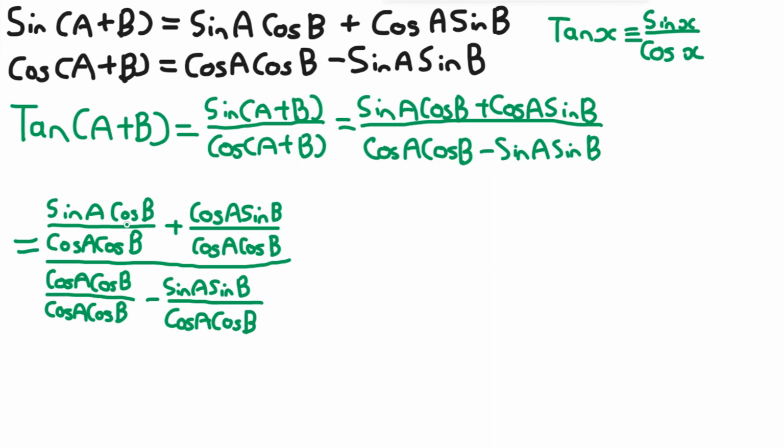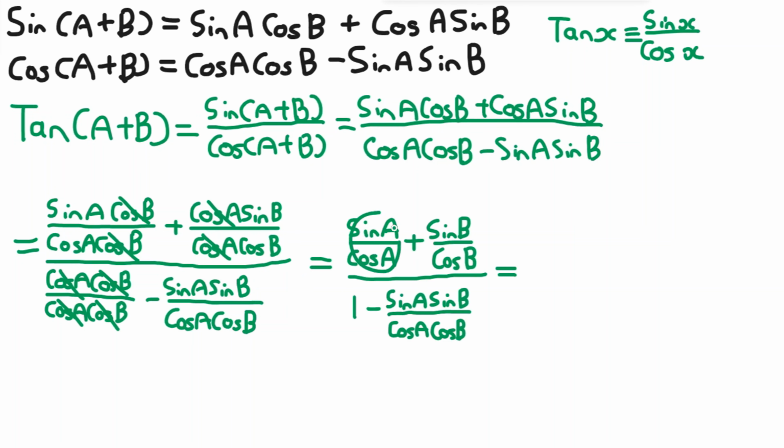Okay, so let's see what cancels out. Well, we have a cos b here and a cos b here, so these cancel out. In this fraction, we've got a cos a here and a cos a here, so these cancel out. For this here, we've got a cos a here and a cos a here. We've also got a cos b and a cos b here, so these cancel out. And here we've got nothing that cancels out. So we can rewrite this, getting rid of all the cancelled out bits: sin a over cos a plus sin b over cos b over, and then all of this cancels out to 1, and then it's minus sin a sin b over cos a cos b.